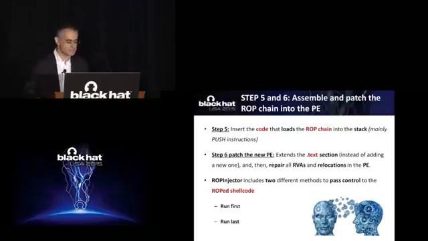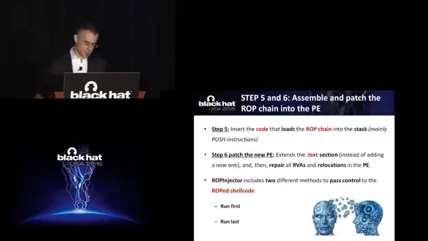The last two steps, steps 5 and 6, are to assemble and patch the ROP chain into the portable executable. In step 5, we insert the code that loads the ROP chain into the stack using push instructions. And in step 6, we extend the TXT section and repair the relative virtual addressing and relocation. Our tool includes two different methods to pass control to the ROP shellcode: run first, which looks more suspicious, or run last, which presents better results.